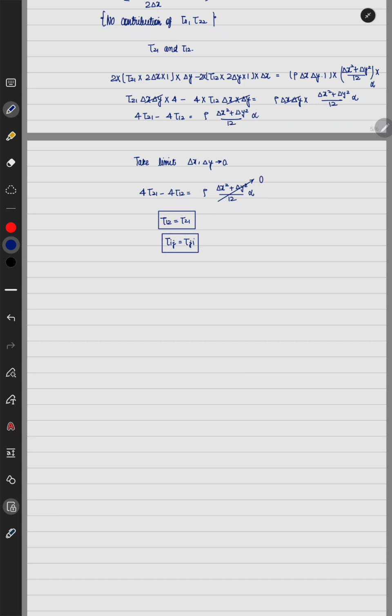Note that the term rho into delta x square plus delta y square divided by 12 into alpha became equal to 0 only because delta x and delta y tended to 0. Only because of that we have come to the conclusion that tau 1 2 is equal to tau 2 1. Similarly, I can derive that tau 1 3 is equal to tau 3 1 and tau 2 3 is equal to tau 3 2. So tau ij is equal to tau ji.